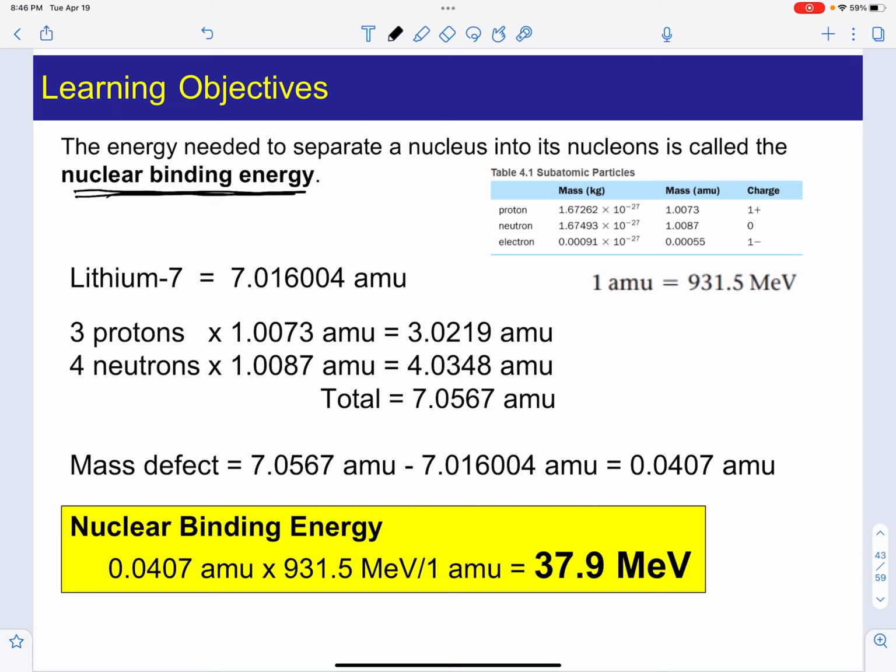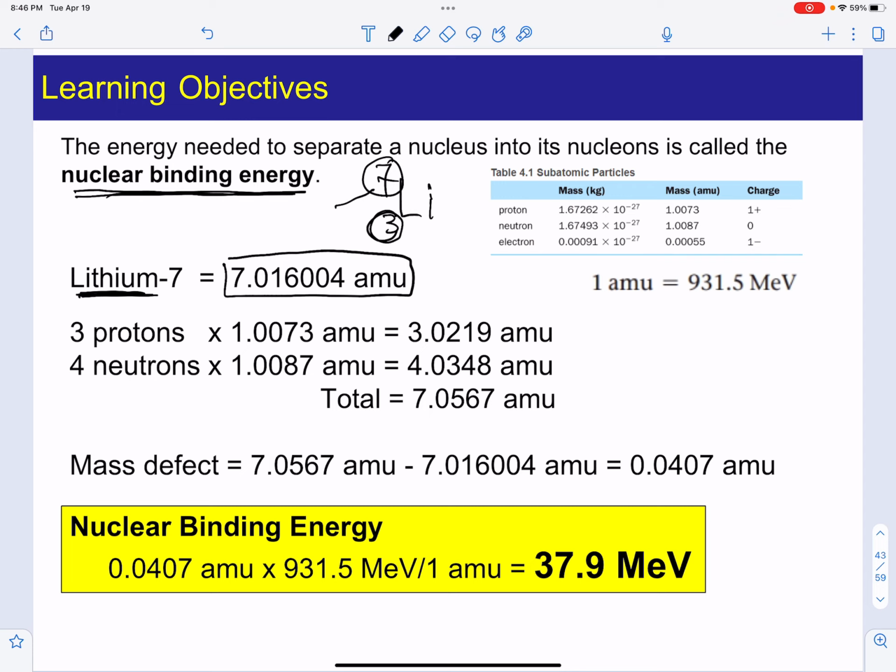If I have lithium-7, from lab measurements, we know that this isotope, lithium-7, has a measured mass of 7.016004 atomic mass units. We know that there are 3 protons and 4 neutrons, right? 3 plus 4 is 7.